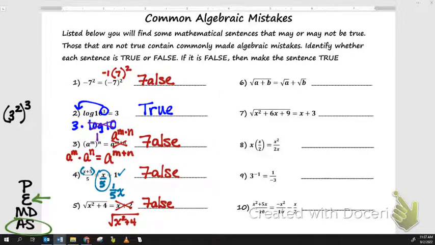Number 6, like I said, is false. This one would just be square root of a plus b. Again, powers cannot distribute over addition and subtraction. Number 7 is true. Good job, guys. Number 7 is true. Yeah, 6 people get that one right again.